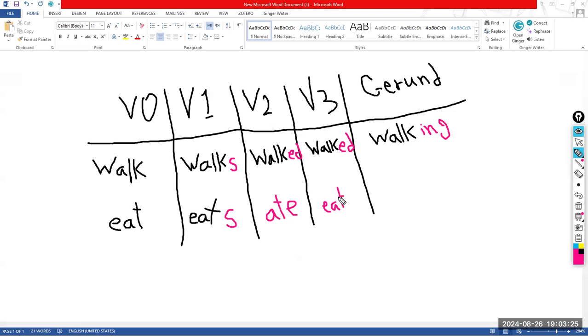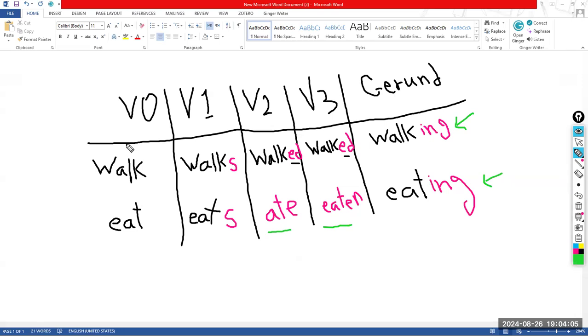Eaten. Okay. And as I told you, the gerund is to add ing to the verb. So eating, exactly. Eat, eating. Okay. Let me tell you that I have two kinds of verbs. We have the regular verb, which accepts the ed or ied. But the next verb is called irregular verb. I mean, it doesn't accept the d, ed, or ied. I have to change the whole verb. So this is regular verb, and this is irregular.